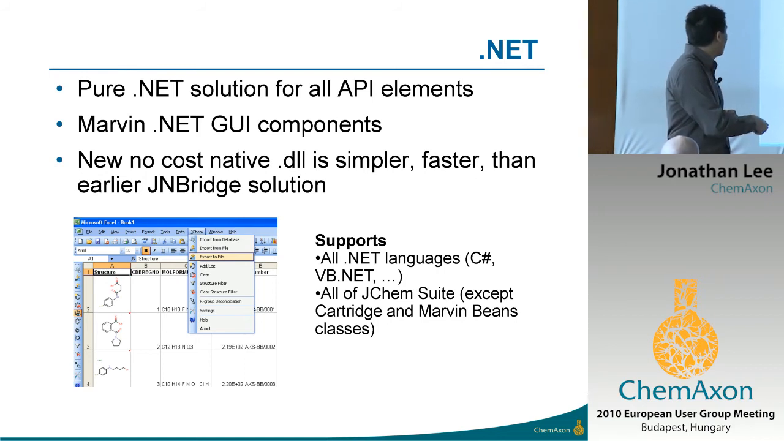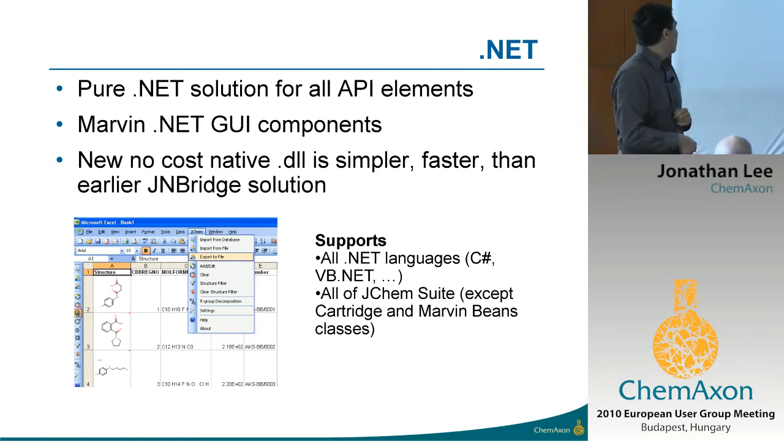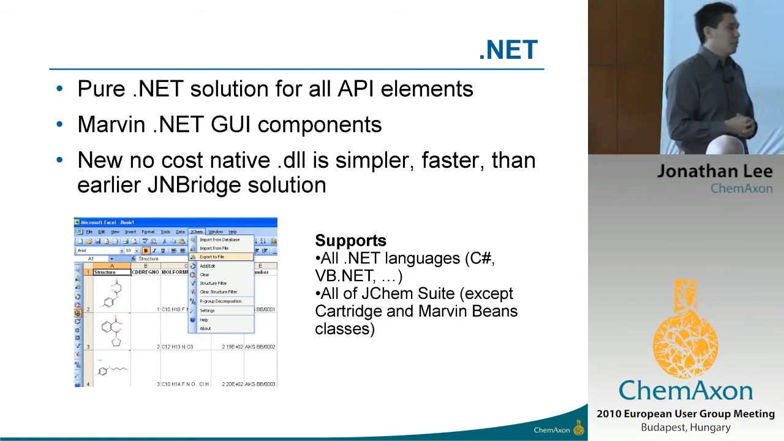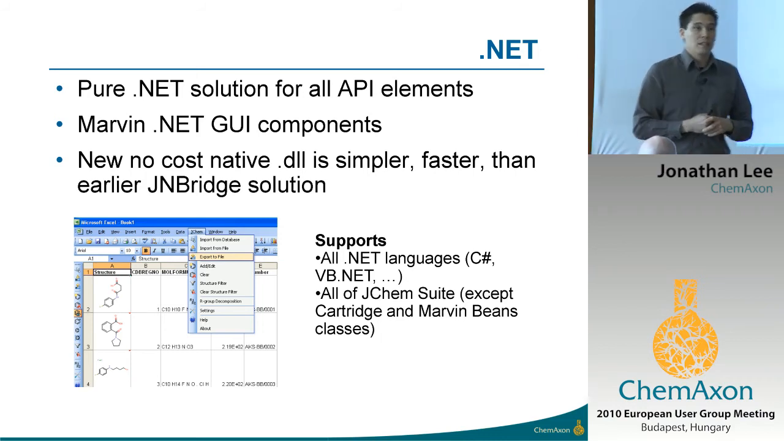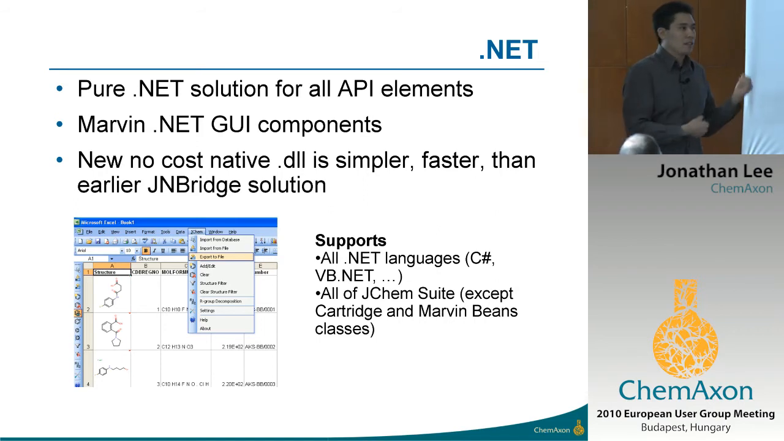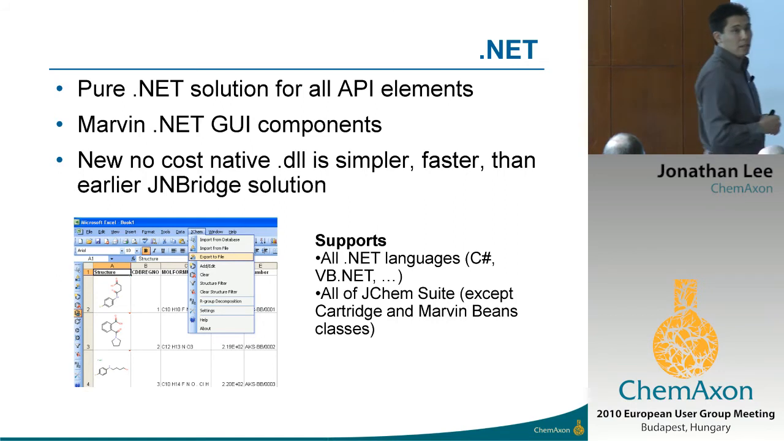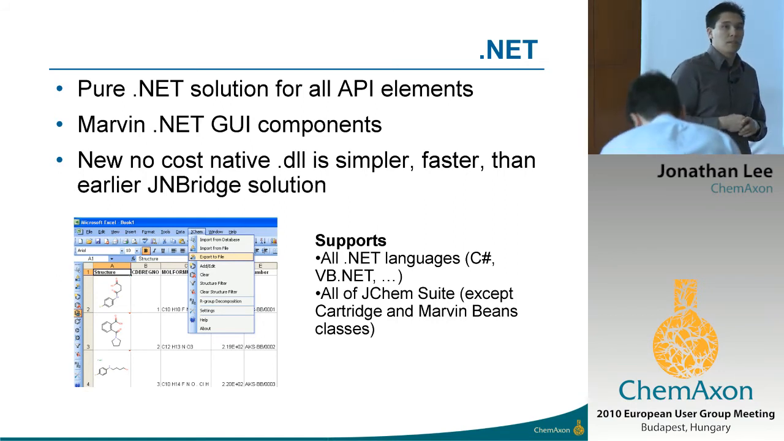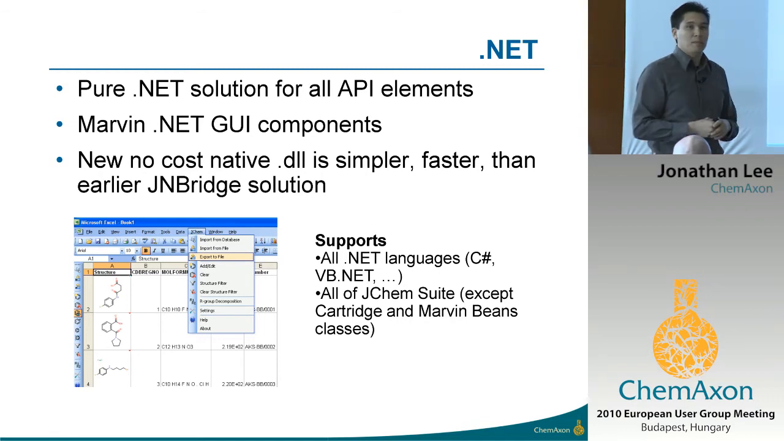Oh yeah, here you can see in the bottom here that we've used the .NET interface for creating JChem for Excel. So it's very exciting for us because we get to use our own technologies, as well as show you that yes, you can create new things with the APIs that we've already created, but in a completely different language.